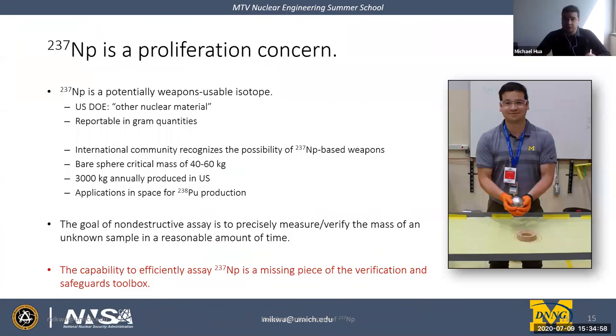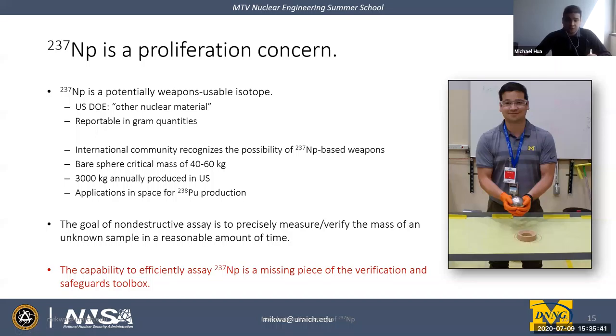So neptunium-237 is a proliferation concern. I think a lot of people have heard of uranium and have heard of plutonium, but maybe not neptunium. And the reason is that the fact that it could be used for a weapon was initially classified because there was no way to detect it. And spoiler alert for the motivation, there still isn't a way to detect it. The U.S. Department of Energy classifies it as other nuclear material, reportable in gram quantities. So if you have a gram of neptunium-237, the IAEA and the NRC are going to want to know about it.